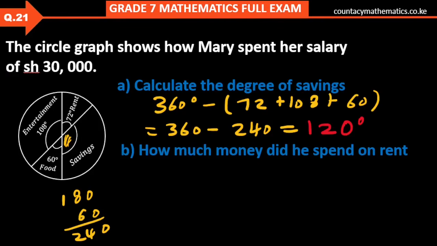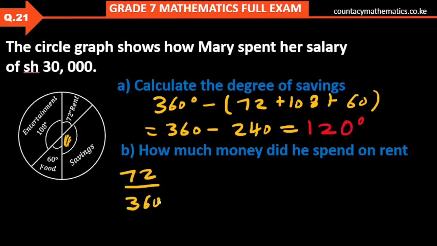So we go ahead and find out what the question is asking us beyond that. We are told, how much money did he spend on rent? Let's go ahead and calculate that. From what we have here, the proportion that went to rent is 72 degrees. Remember that all the degrees here total up to 360. Therefore, this is 72 out of 360.